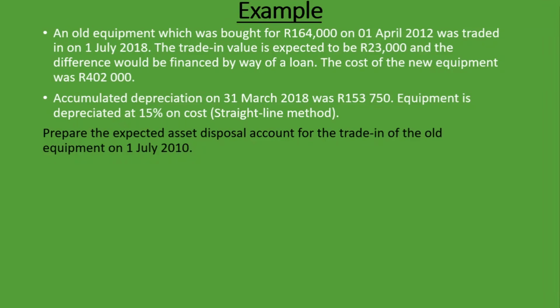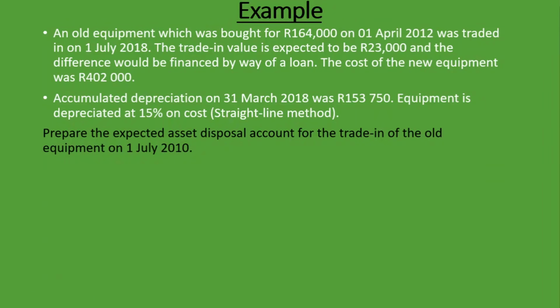Accumulated depreciation on 31st of March 2018 was 153,750 Rand, and equipment is depreciated at 15% on cost, or the straight line method. So we are asked to prepare the expected asset disposal account for the trade-in of the old equipment on the 1st of July 2010. Sorry, this is a typo. It should be 1st of July 2018.